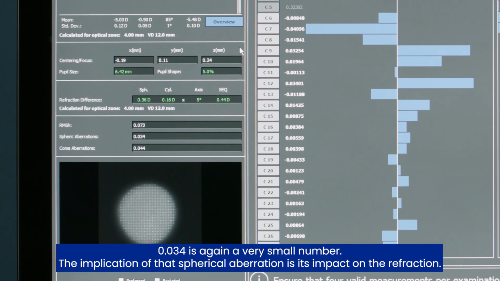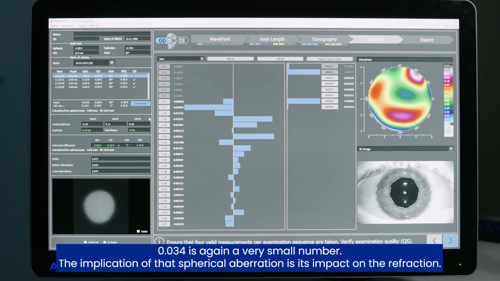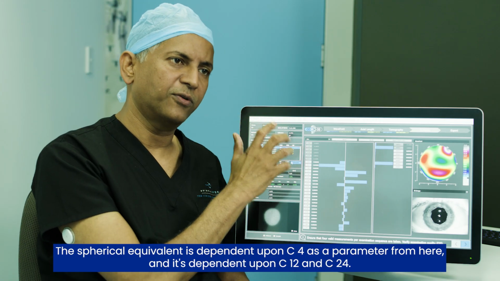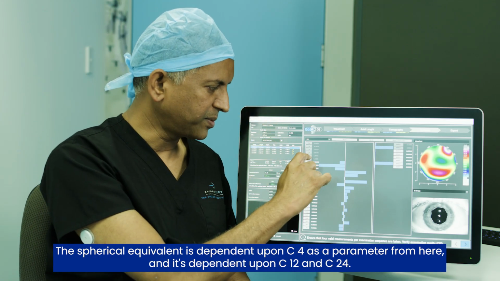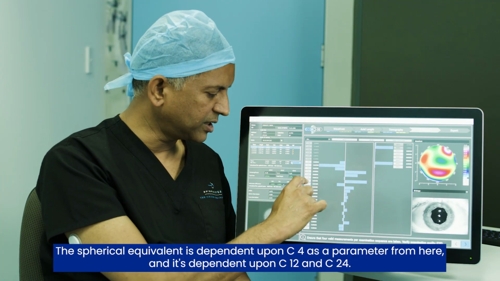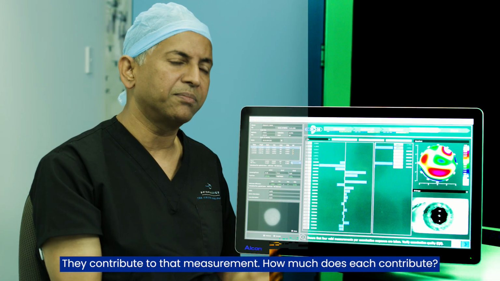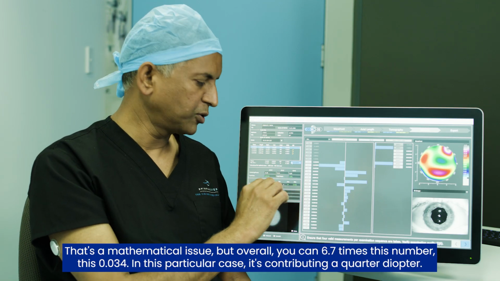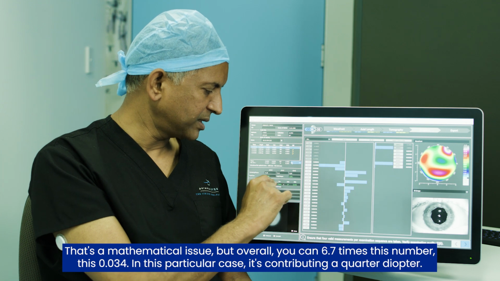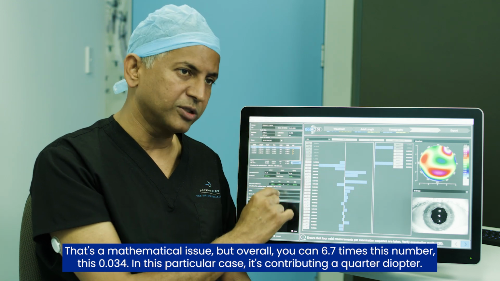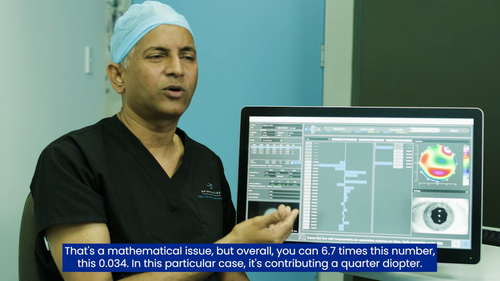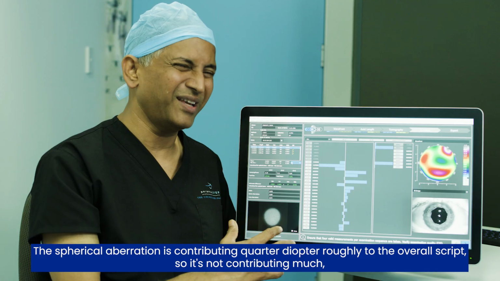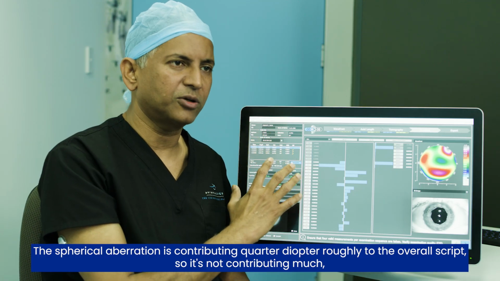The implication of that spherical aberration is its impact on the refraction. The spherical equivalent is dependent upon C4 as a parameter from here, and it's dependent upon C12 and C24. They contribute to that measurement. How much does each contribute? That's a mathematical issue, but overall, you can multiply this number, this 0.034, by 6.7. In this particular case, it's contributing a quarter diopter. The spherical aberration is contributing roughly a quarter diopter to the overall prescription. So it's not contributing much.